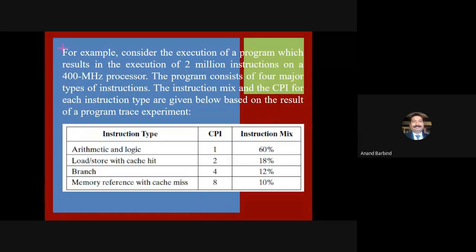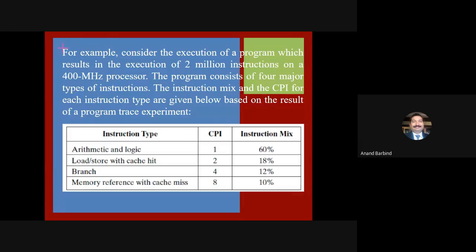or cycles per second. The program consists of four major types of instructions. So I1 will be the number of instructions of the first type, I2 the number of instructions of the second type, and like that I1, I2, I3 and I4. The instruction mix and the CPI for each instruction type are given below, based on the result of a program trace experiment. So there are four instruction types.